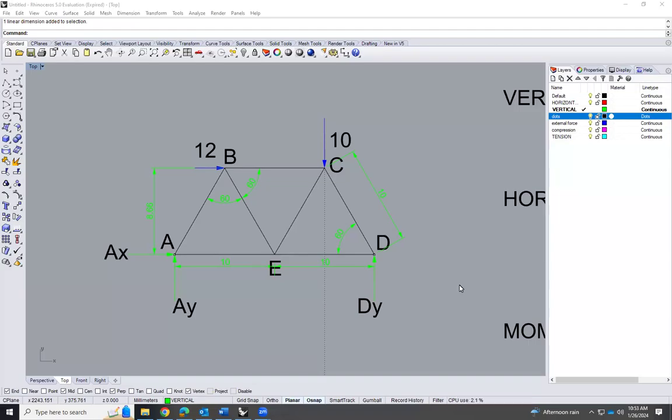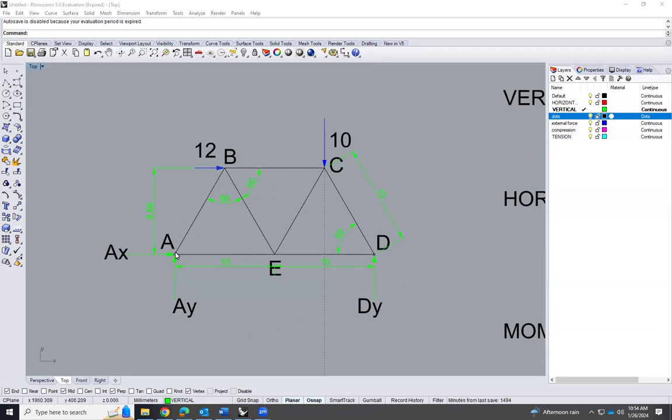This is the problem, or the structure, that we are going to solve today. We have this triangular truss. The length of each side of this triangle is 10. It's an equilateral triangle, so it has all its sides at the same length. So this is 10, 10, and the angle is always 60. All the angles are the same, 60, 60.